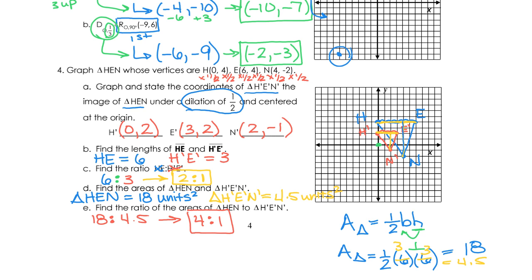What happens is that with area, because it's labeled in units squared, you take your scale factor and you square it, you would get 1/4. And so you can say that the area is 1/4. Area is 1/4 the size of the original.